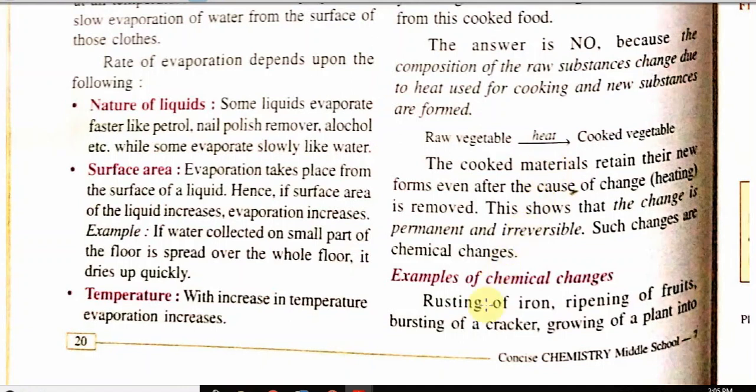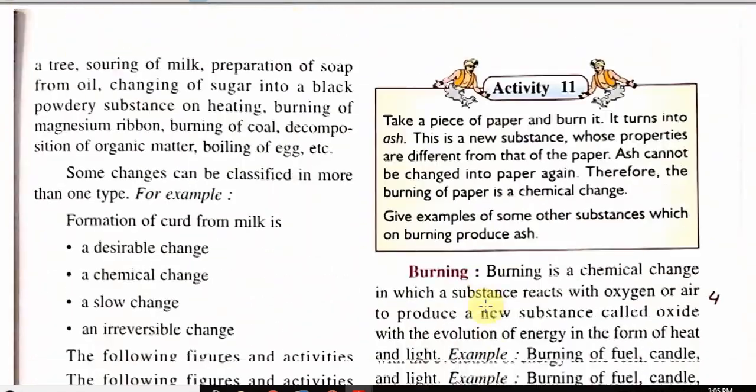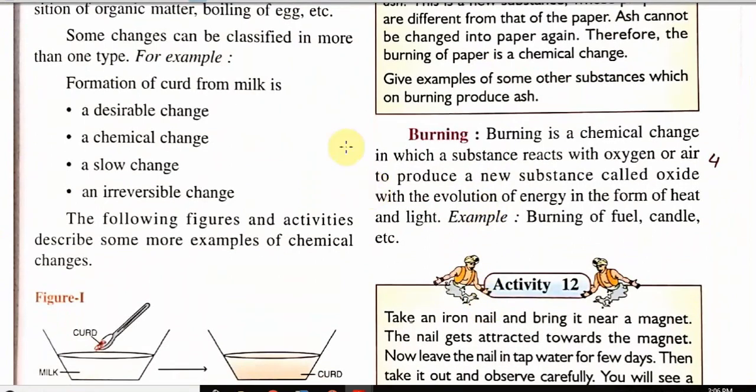Let us check some examples of chemical changes. Rusting of iron, ripening of food, bursting of cracker, souring of milk, preparation of soap from oil. These all are actually examples of chemical change. Now, some changes can be classified in more than one type. Formation of curd from milk is a desirable change. It is also a chemical change. It is a slow change and it is also a reversible change.